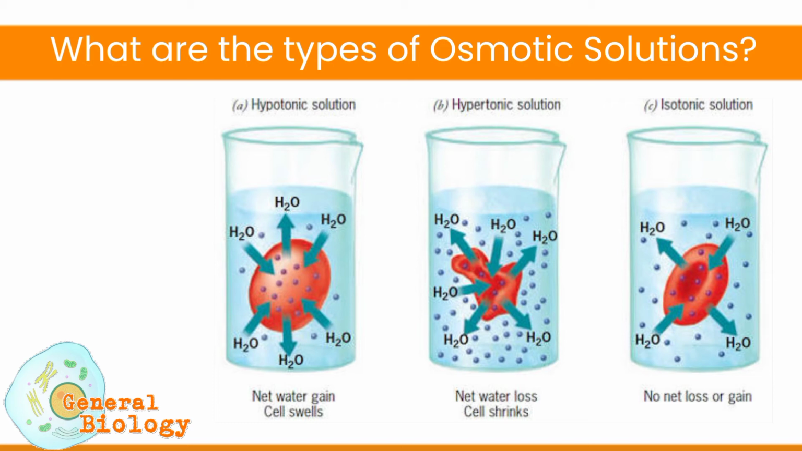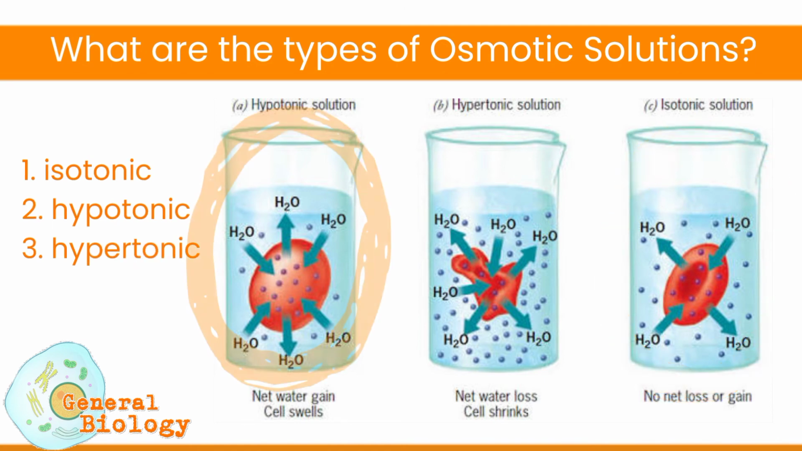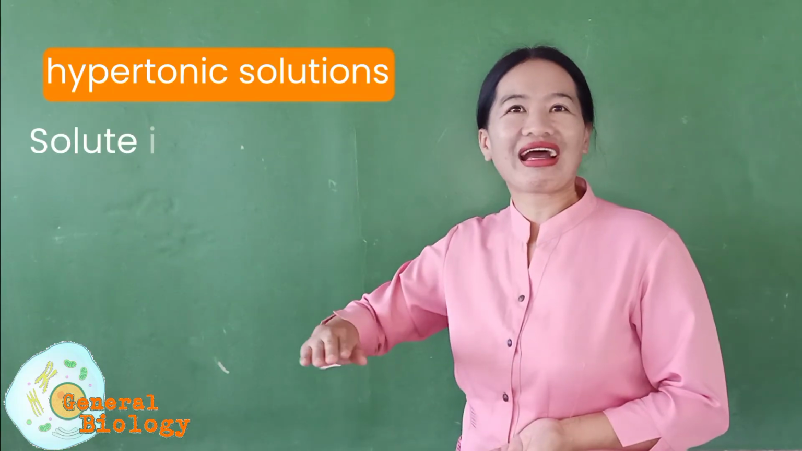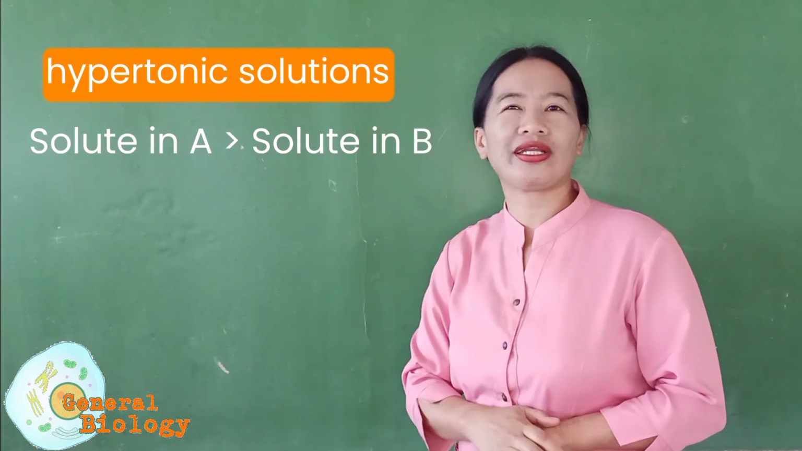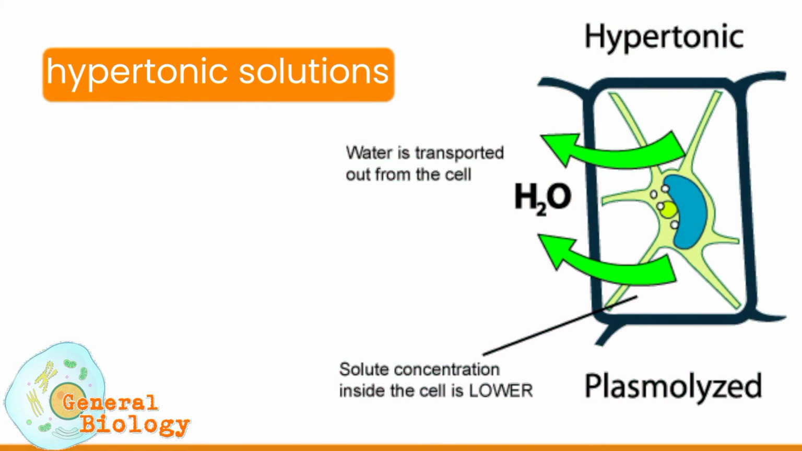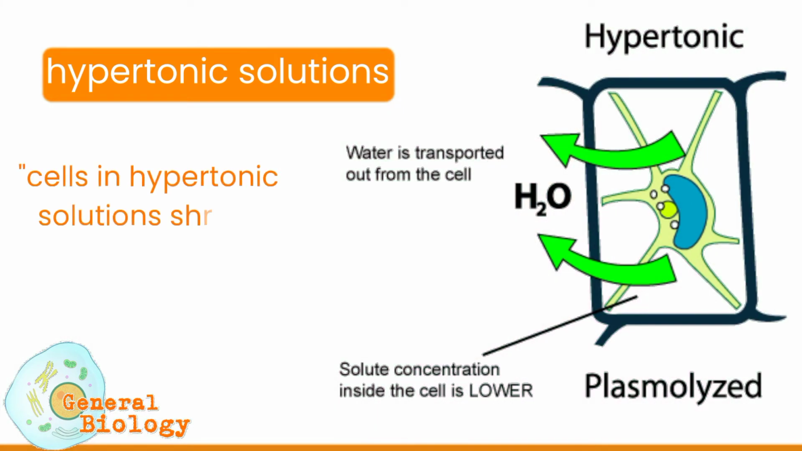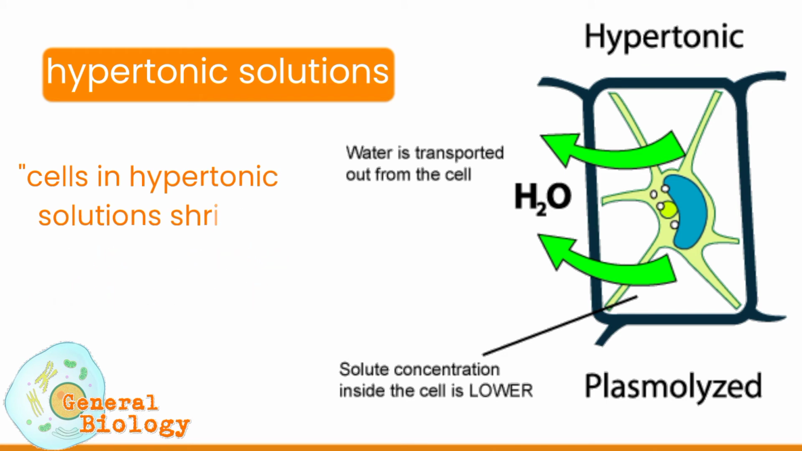There are three types of osmosis solutions: isotonic, hypotonic, and hypertonic. A solution with a higher concentration of solutes than another solution is said to be hypertonic. If a cell is placed in a hypertonic solution, the cells will shrivel or crenate as water leaves the cell via osmosis.